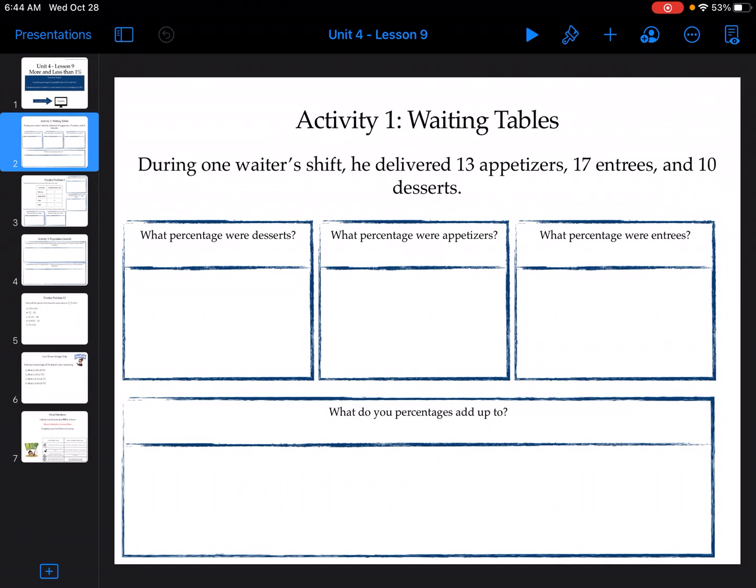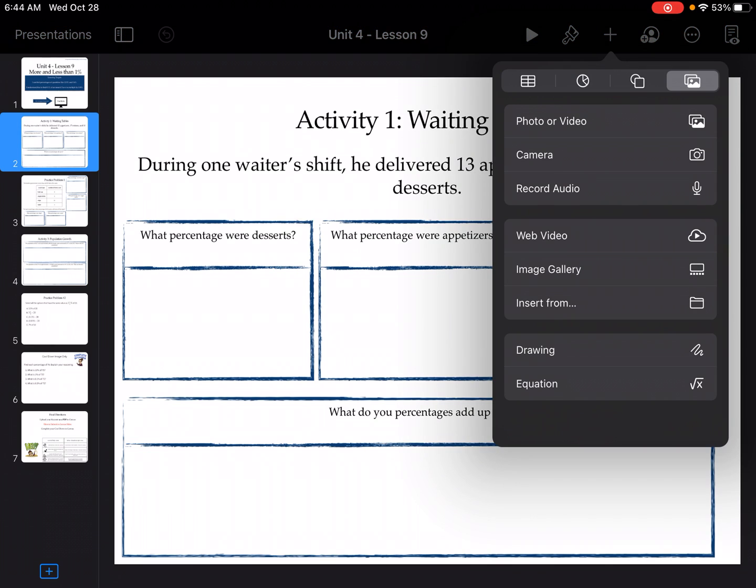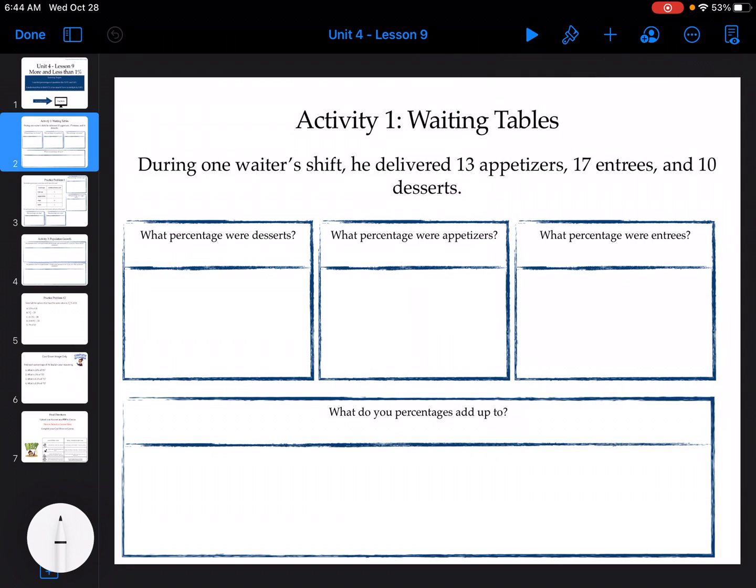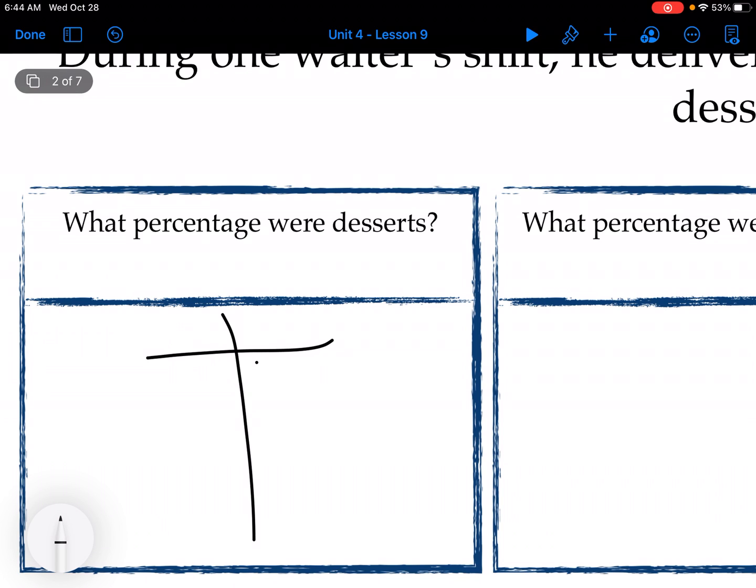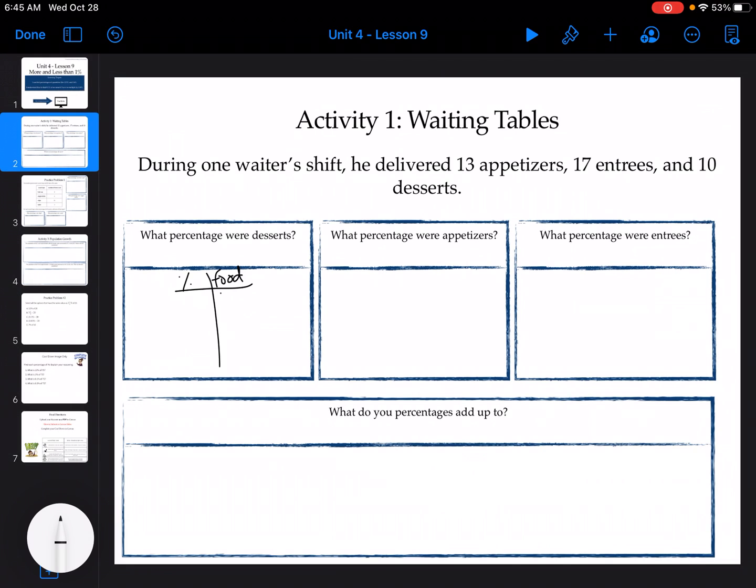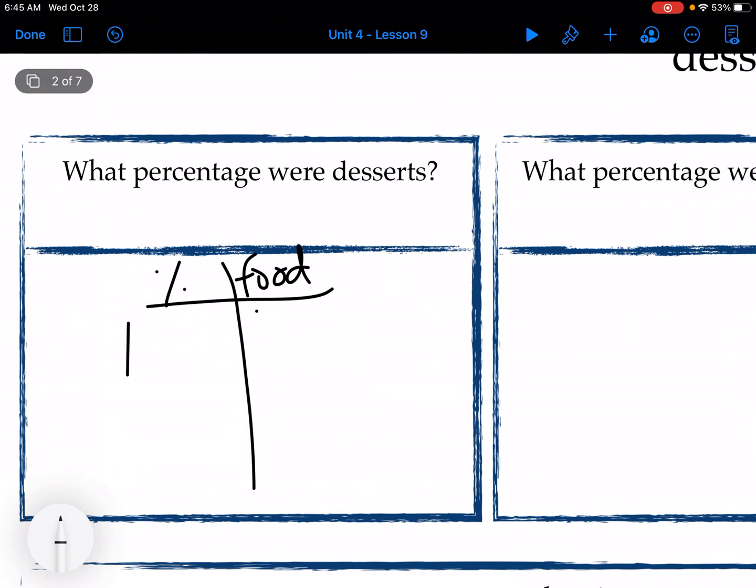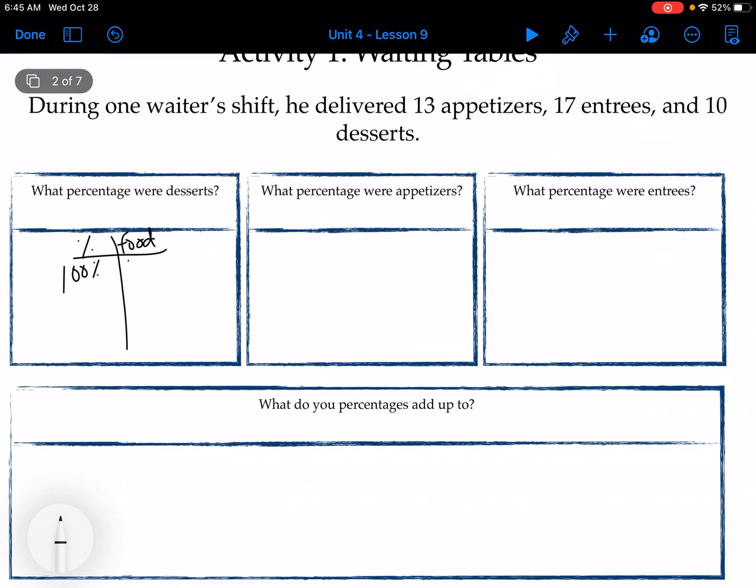During one waiter's shift, he delivered 13 appetizers, 17 entrees, and 10 desserts. What percent were desserts? I'm going to set up my table. I know that 100% is going to be all the items, right? So 13 plus 17 plus 10. That's 30 plus 10, so that would be 40 total.